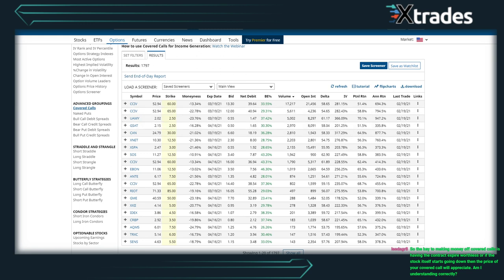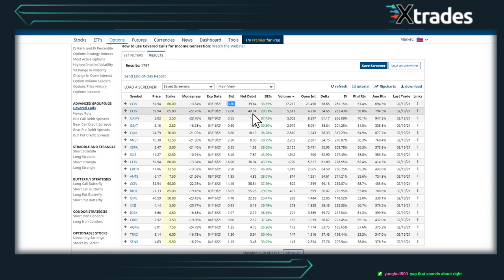Just going over an example of how to read this, we're going to look at CCIV here, at this first one. We see that the current price is $52.94. The strike that they want you to sell is $60. The moneyness is negative 13%. That means we're 13% away from the strike, so the stock needs to gain 13% before that strike is at the money or in the money. The expiration date, again, we're picking monthlies.